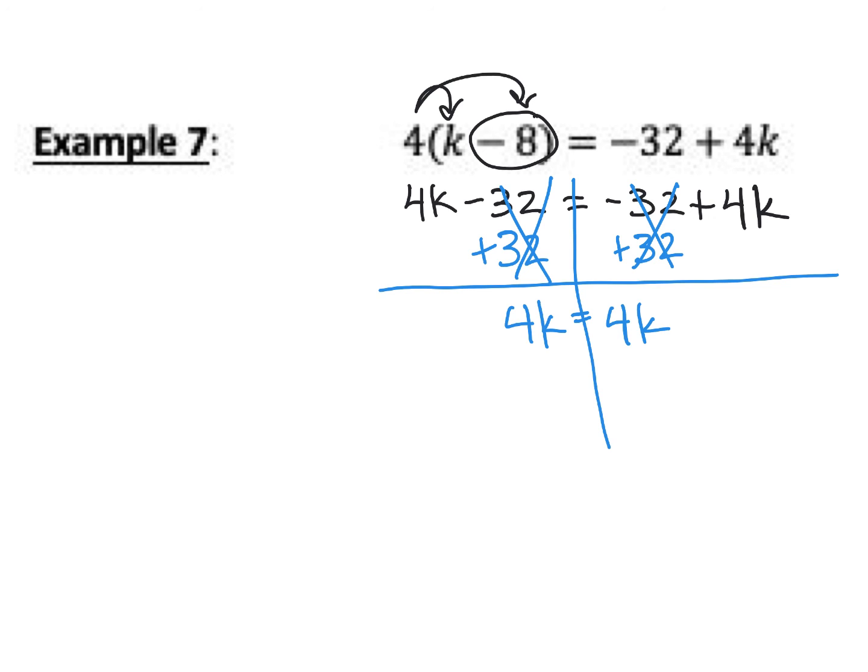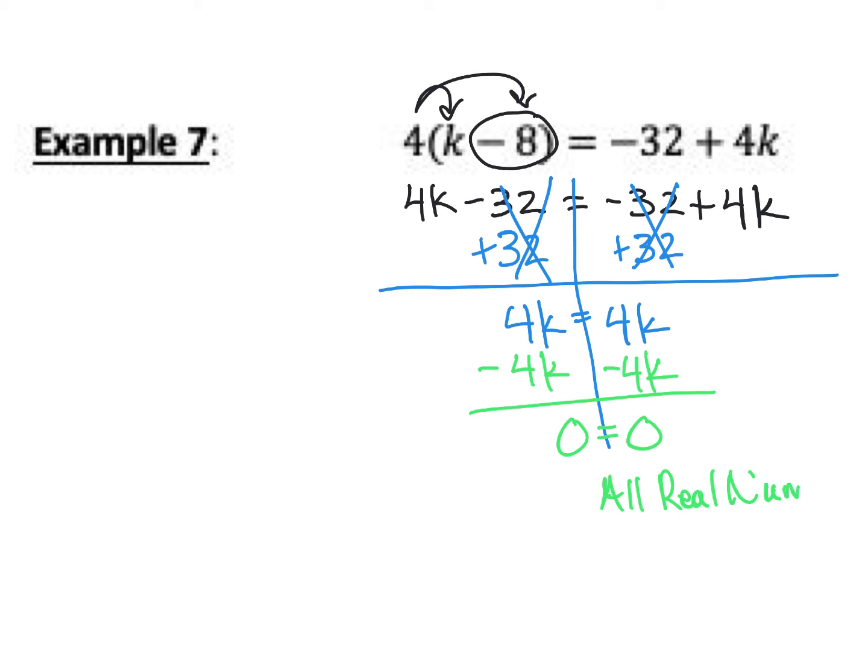So now I want to put my variables together. I subtract off 4k, right? So this is going to be 0 equals 0. Does 0 equal 0? Can the number 0 equal the number 0? Yes. So again, this is going to be all real numbers, because again, I don't have a variable. There's no variable left over.